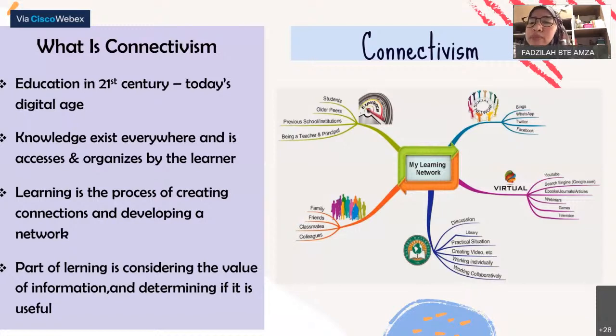But now semuanya di hujung jari sebab dengan klik, dengan tekan saja kita akan dapat maklumat. Knowledge exists everywhere. Sebab tu pengetahuan sekarang ni tidak terbatas lah. But the role of the teacher is masih ada. So macam Dr.